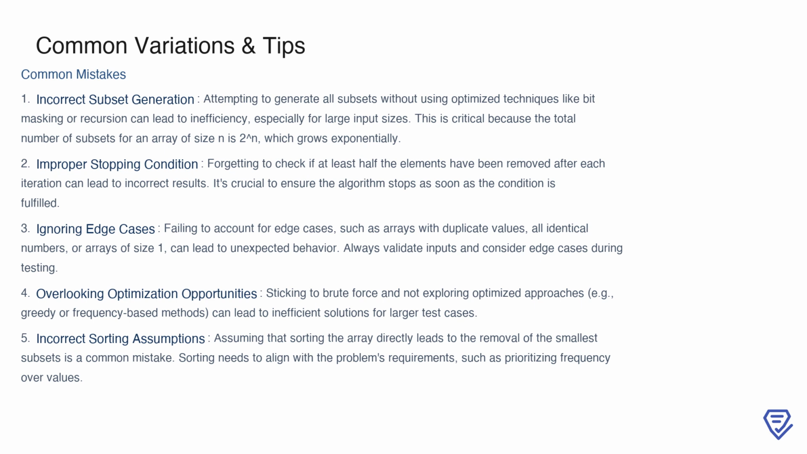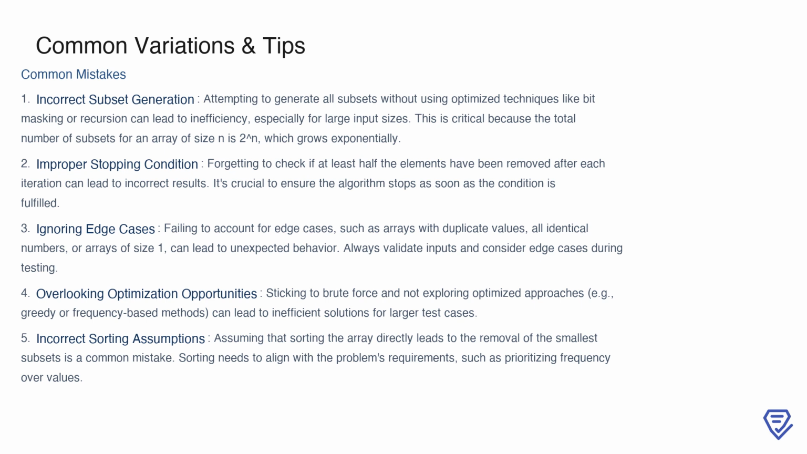Here are some common mistakes to watch out for when solving this problem. First, incorrect subset generation can be a major pitfall. Generating all possible subsets without optimized methods like bit masking or recursion is inefficient, especially as the input size grows. Since the total number of subsets for an array of size n is 2 to the power of n, exponential growth can quickly overwhelm computational resources.